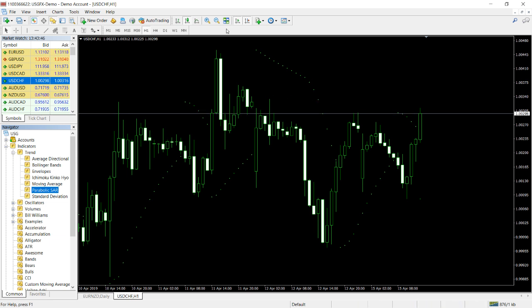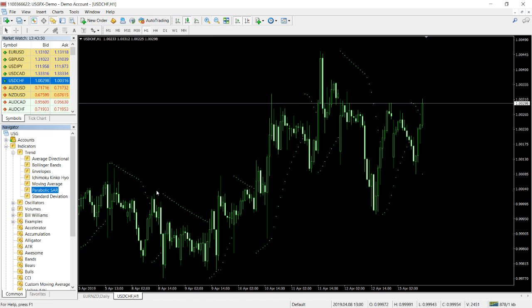The basic idea on how people use the parabolic SAR is this. When the dots are above the candles, it indicates the trend that is going downwards. It's a bearish trend. If the dots are below the candles, it indicates an upwards trend, a bullish market.